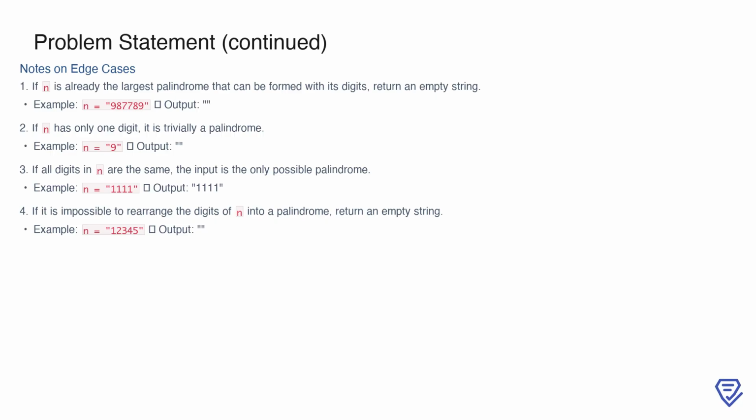If n has only one digit, it is trivially a palindrome, such as n equals 9, which would return 9. Similarly, if all the digits in n are the same, like n equals 1111, then the input is the only possible palindrome, so the output remains 1111. Lastly, if it is impossible to rearrange the digits into a palindrome at all, such as n equals 12345, the output is also an empty string. These cases provide a complete understanding of how to handle the problem under different scenarios.